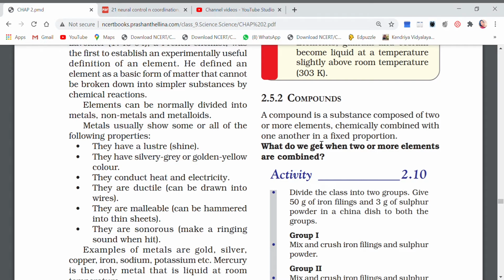If you take water from America, if you take water from India, if you take water from your body or from any other animal's body, the formula will always be same, that is H2O. So that is why we write here that compound is formed when two or more elements chemically combine with one another in a fixed proportion.